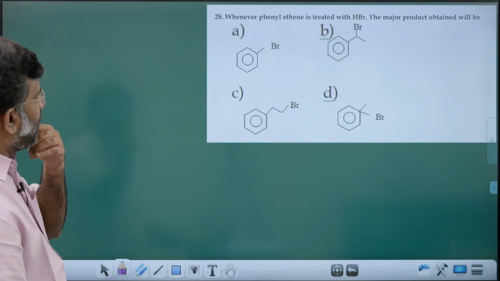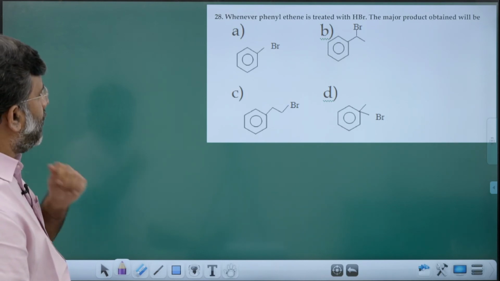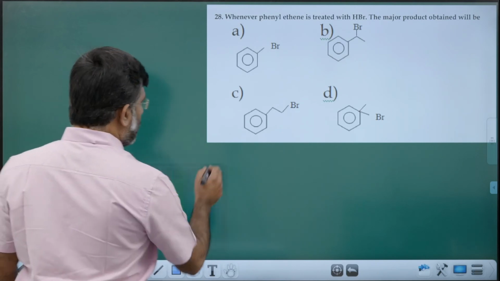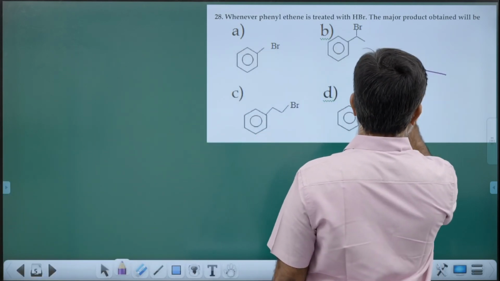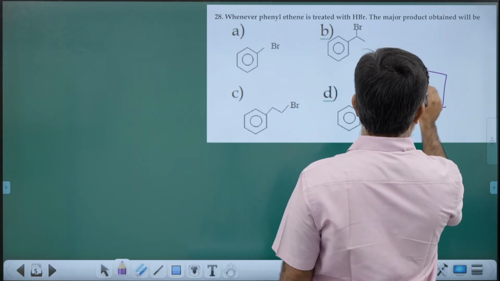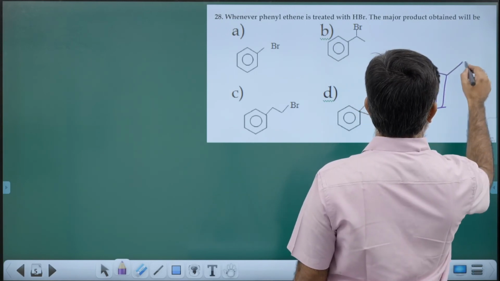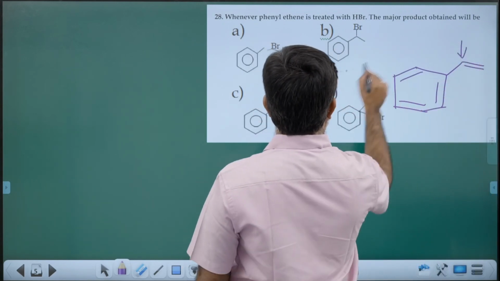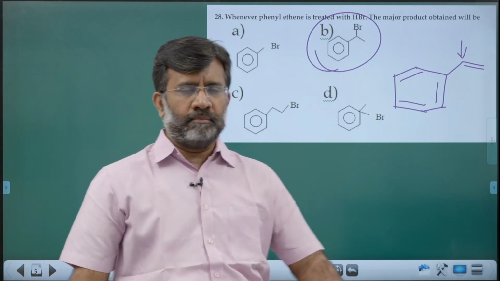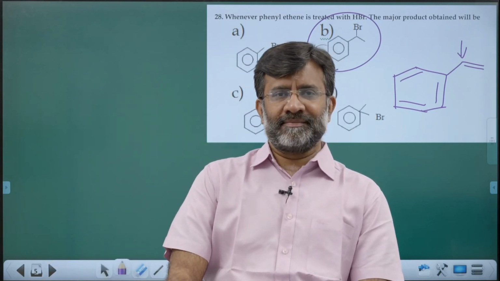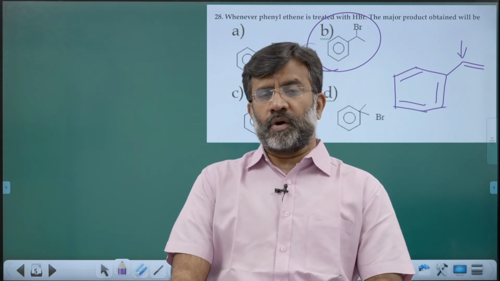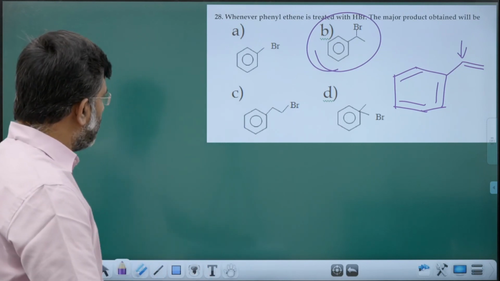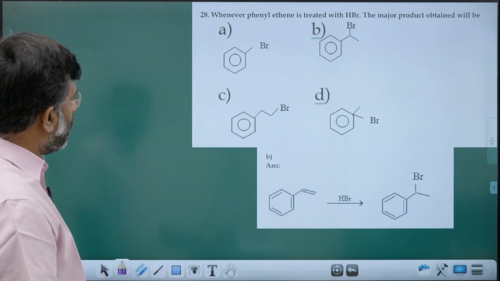Whenever phenylethene is treated with HBr, what is the major product obtained? Phenylethene means styrene. Phenylethene with HBr, bromine will come here. Markovnikov addition, option B. Bromine will come on the benzylic carbon. Markovnikov addition. And moreover, benzyl carbocation is highly stable due to resonance. So the answer is option B. Next.